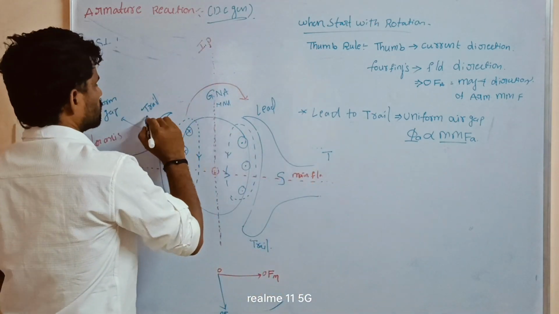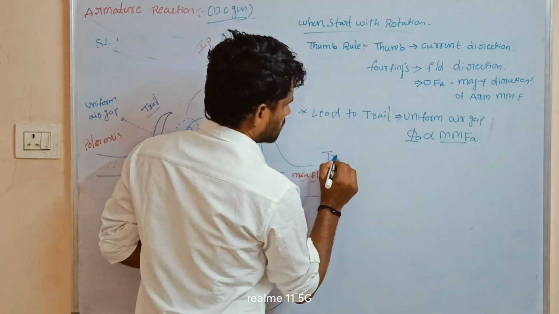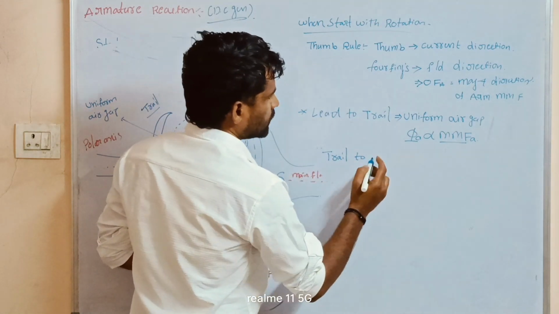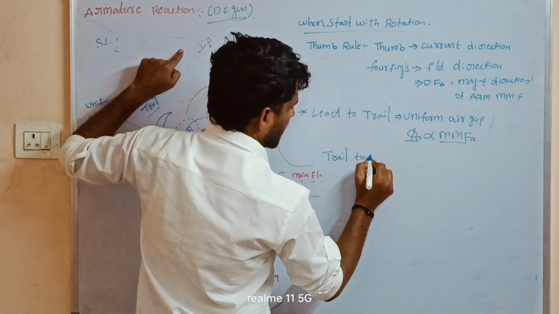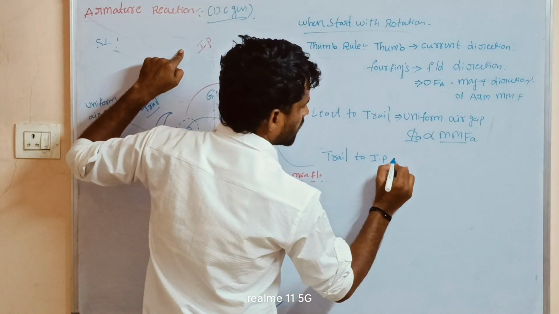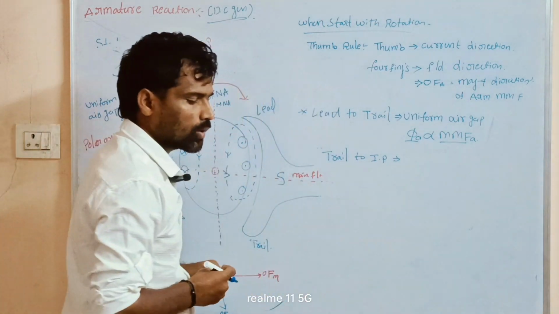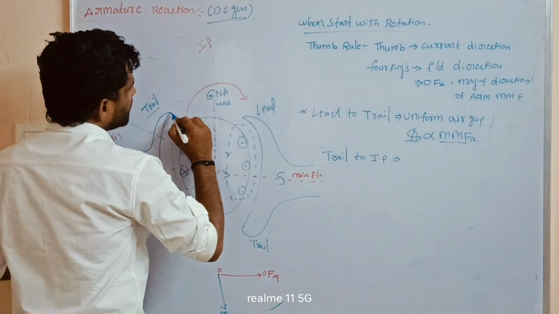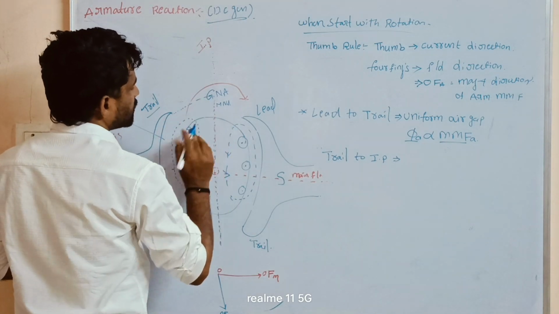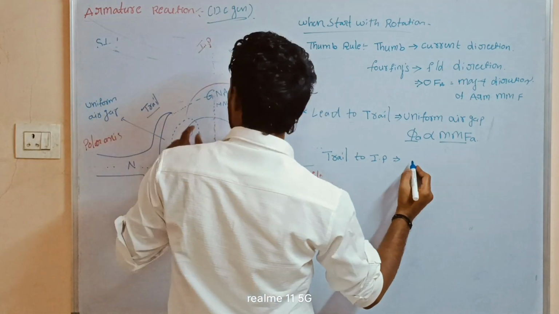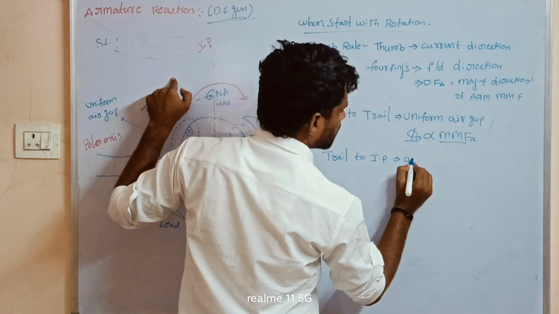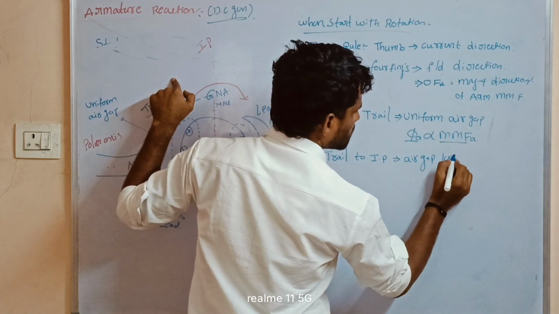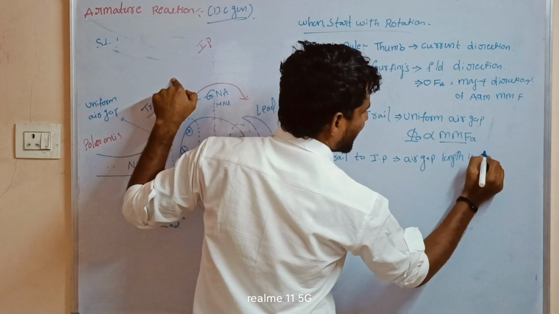Now next, from the trailing part to the interpolar axis, IP. What happens here? The length will be increased. Which length? The air gap length in this direction is increased.